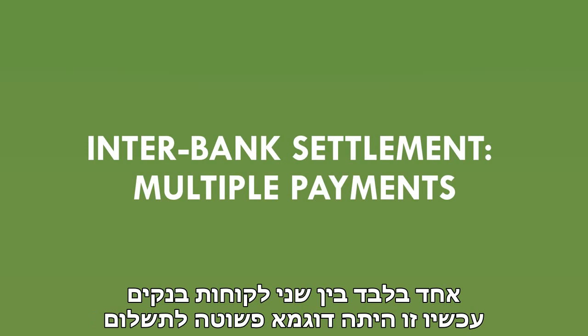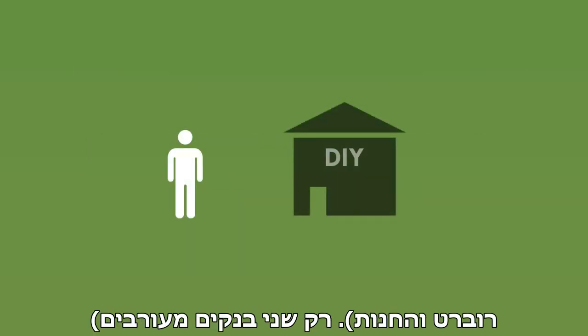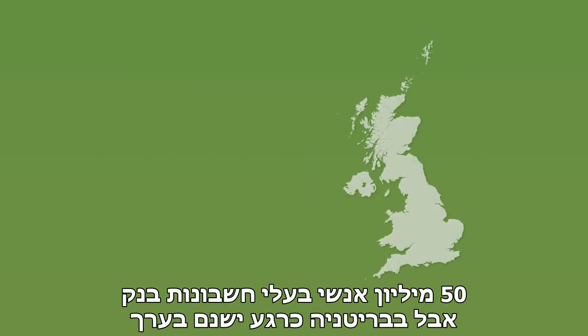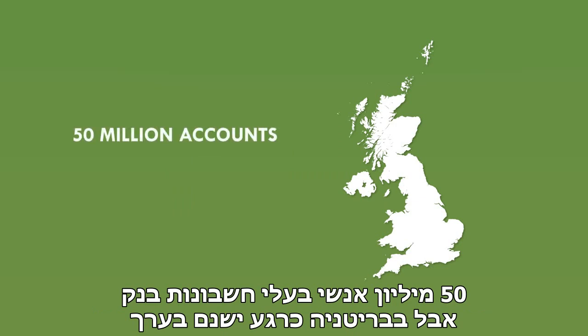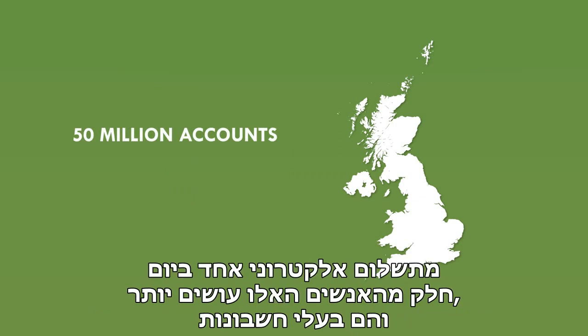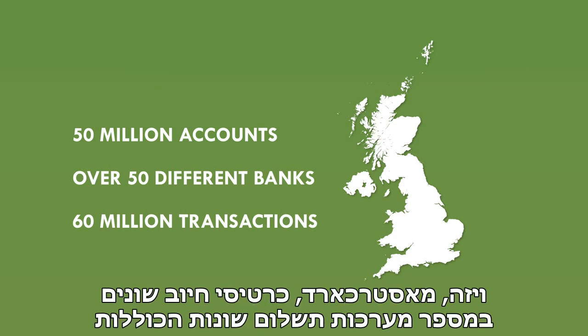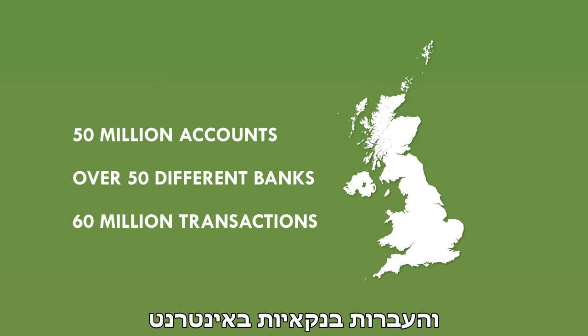Now, this was a simple example that involved just one payment between 2 bank customers, Robert and the DIY store. Only 2 banks are involved. But in the UK right now, there's around 50 million people with bank accounts. Some of these people make more than one electronic payment a day, and they bank with over 50 different banks. In fact, every day, over 60 million transactions are made between bank accounts in the UK through a number of different payment systems, including Visa, MasterCard, direct debit, and online bank transfers.